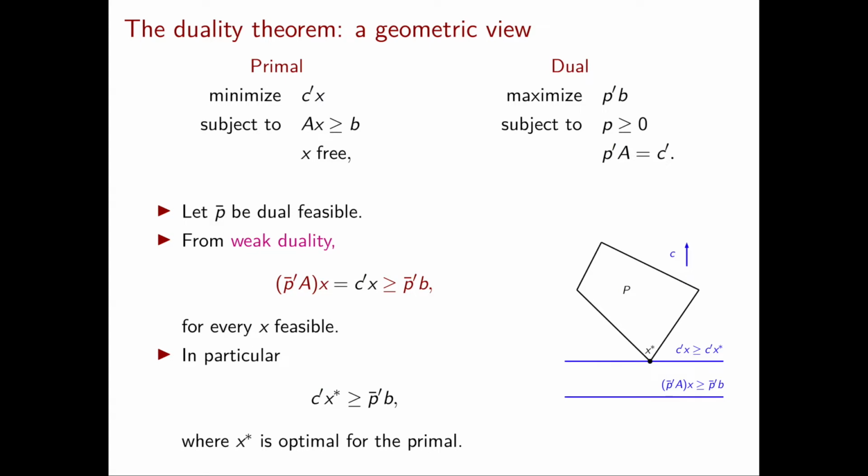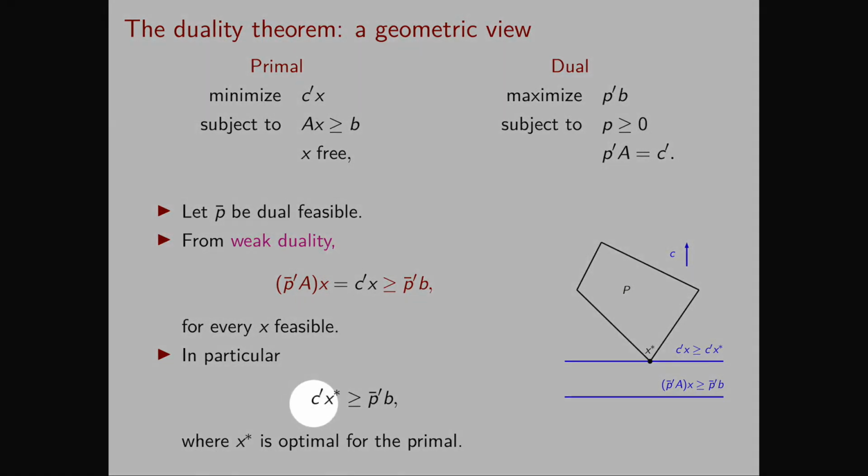My goal in this slide is to visualize this inequality. The only thing that I need to visualize this inequality is to use again weak duality with the vector x star that is optimal for the primal. So I obtain that C transpose x star is greater than or equal to P bar transpose B.